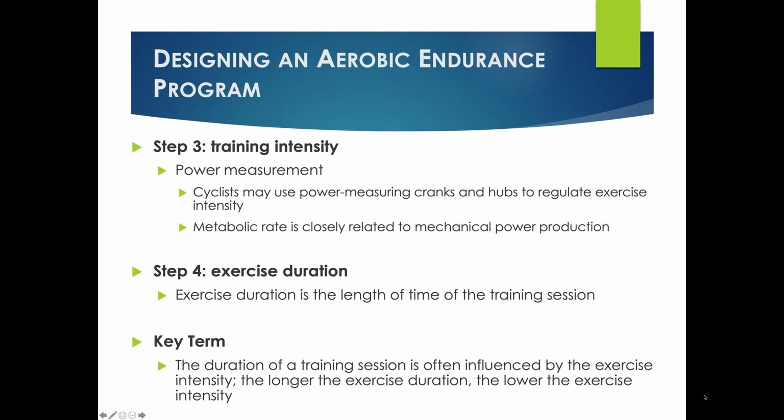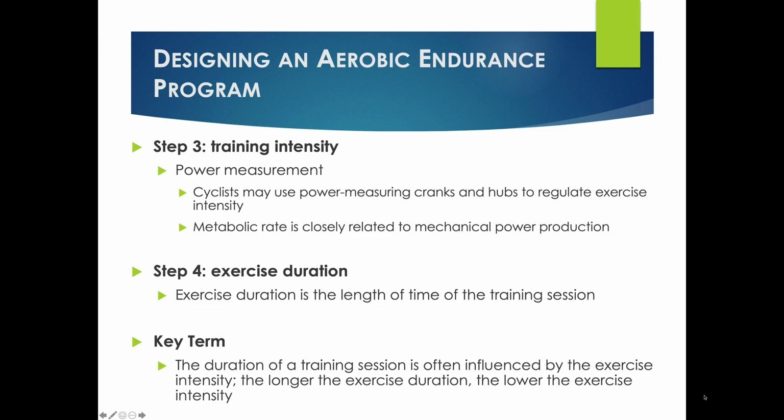Lastly, for intensity, there's power measurement. You could look at cranking power, like on a cycle ergometer. That'll tell you essentially how hard you're working. And it says metabolic rate is closely related to mechanical power production. So if there's a lot more power production coming from the cycle as you're testing via the cranking of the legs, you could say, well, we know there's probably a higher metabolic rate, and therefore a higher intensity.